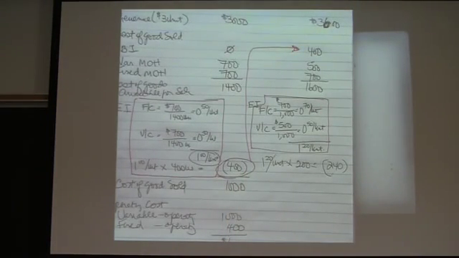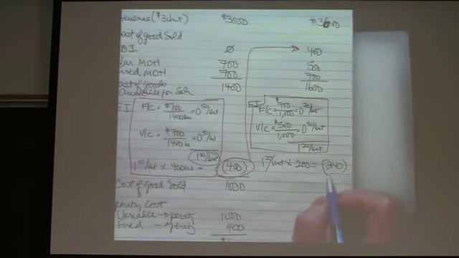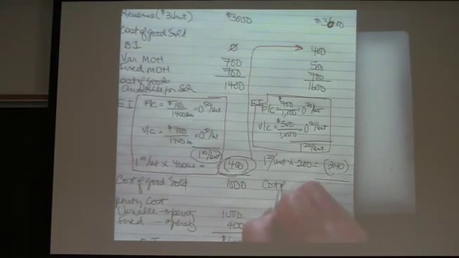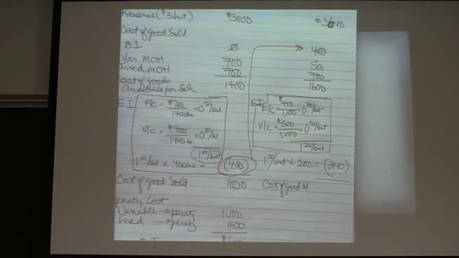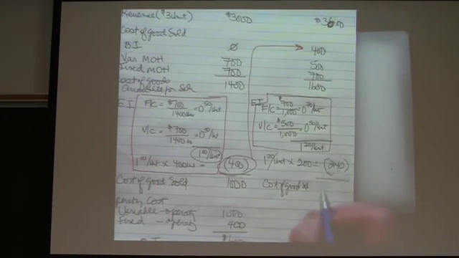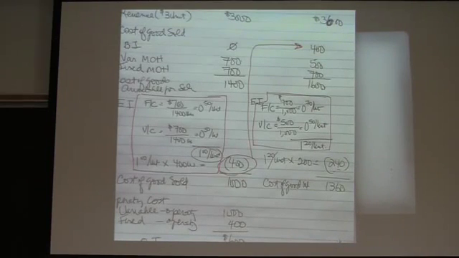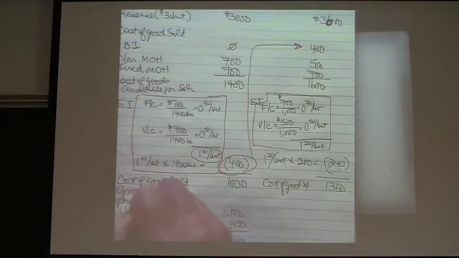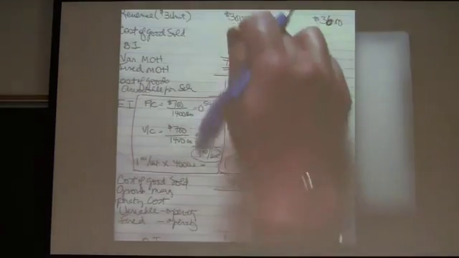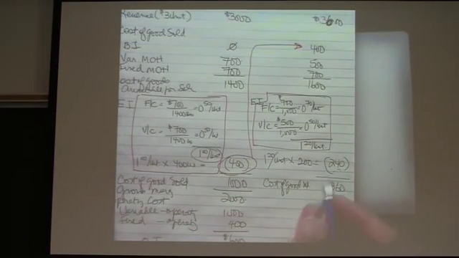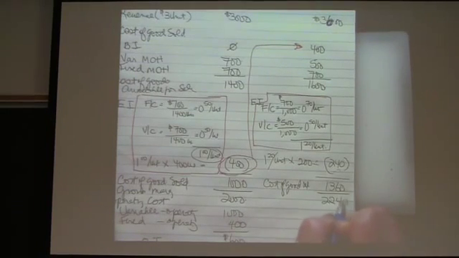Okay, for that, I take 1,600 less 240 to give me cost of goods sold of 1,360. I forgot gross margin here, you guys. The difference between 1,000 and 2,000, and this is 2,240.